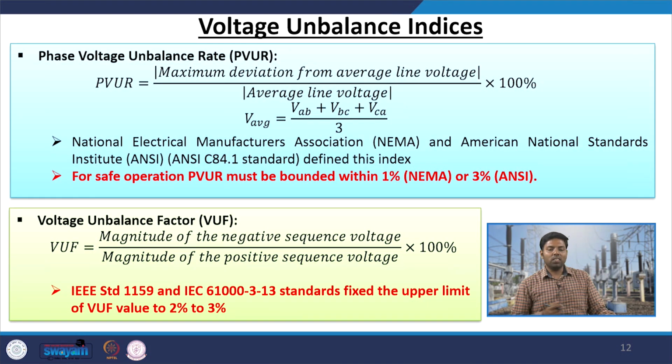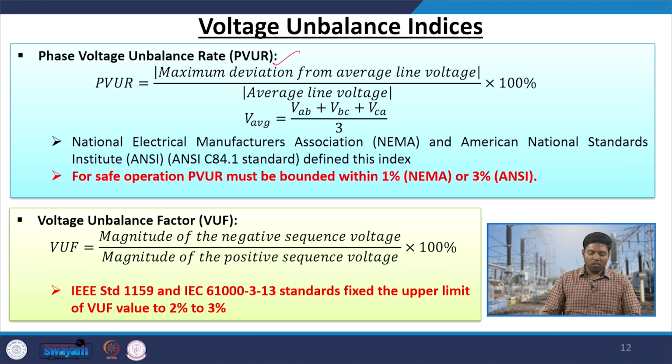So, how to measure this voltage unbalance effect? There are mainly two indices which are widely adopted worldwide to measure this voltage unbalancing effect. One is called phase voltage unbalance rate or PVUR. What is this PVUR?